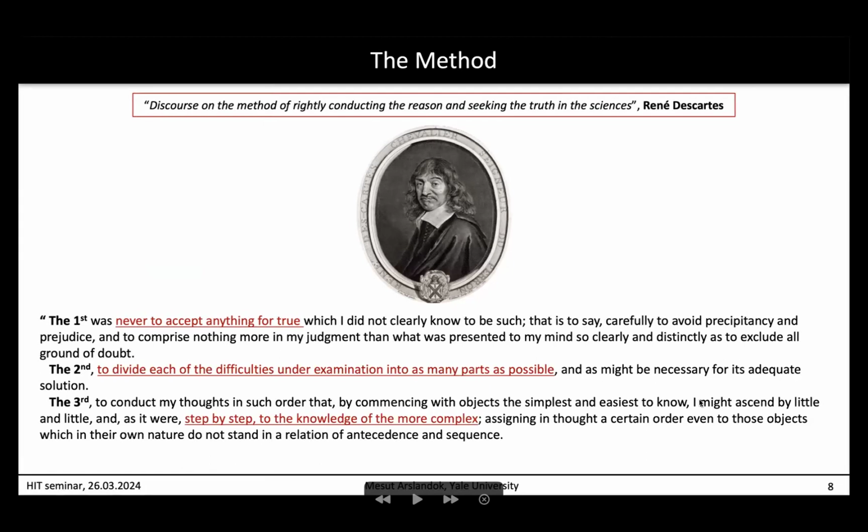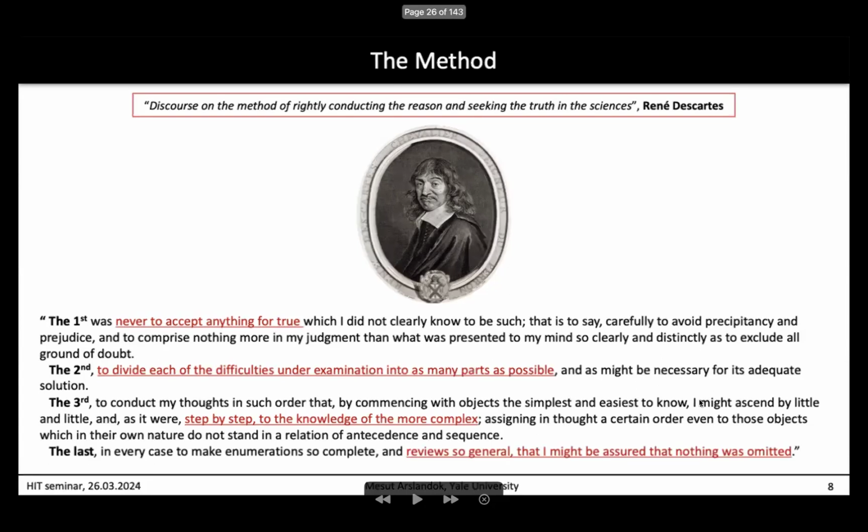And more complex is the sixth order cumulant. But to do this, step by step, everything has to be consistent. If anything is not consistent, I think what you get in the end is questionable. And finally, in every step, one has to do a review so general that everything is really correct. So that's why I like this recipe very much. This is exactly what we try to do.